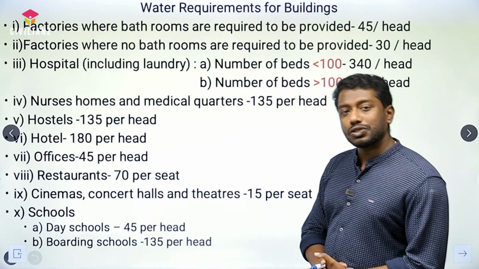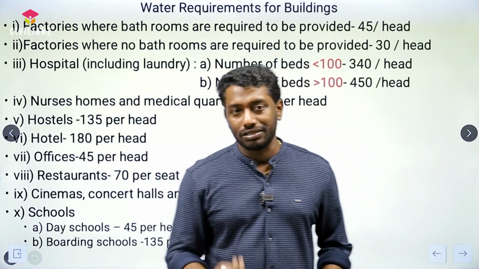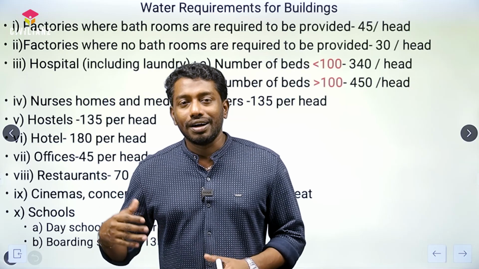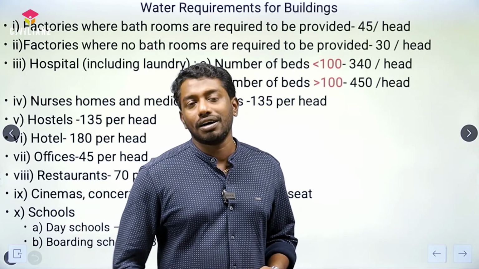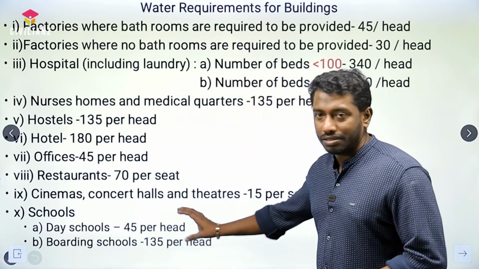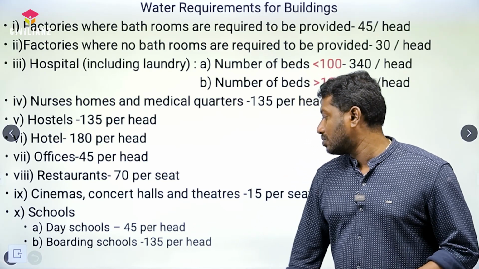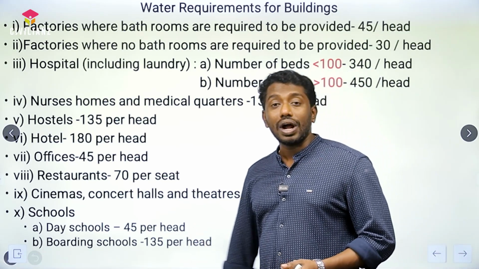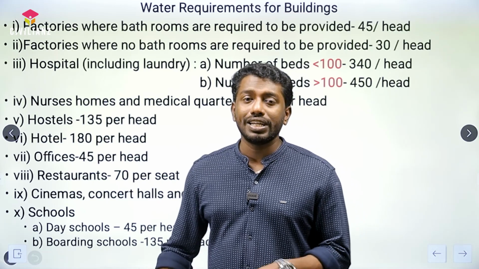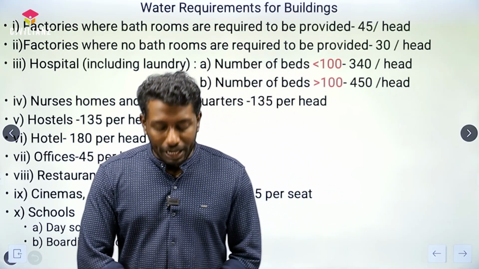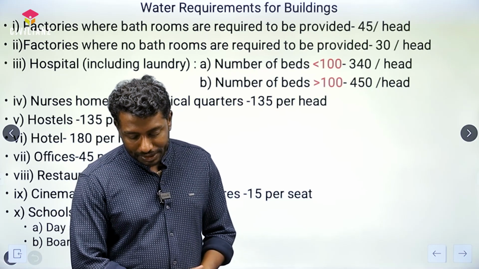And for schools, again you have to study two values for day schools and for residential schools. Residential school is having little more demand because students are all living there only, no. So boarding schools or a residential school, they are having 135 per head, and for day school only 45 per head. These are the demands in various buildings.